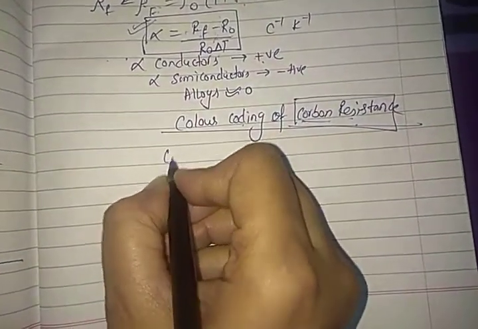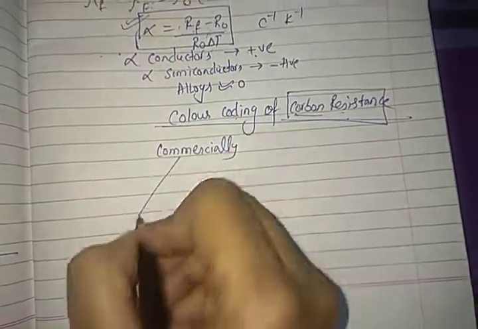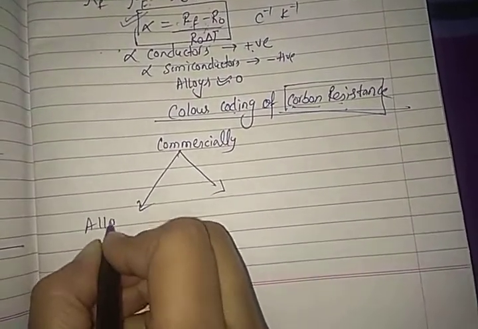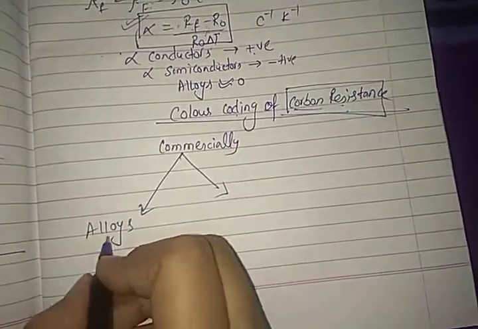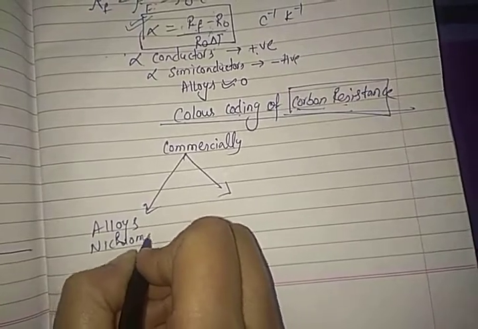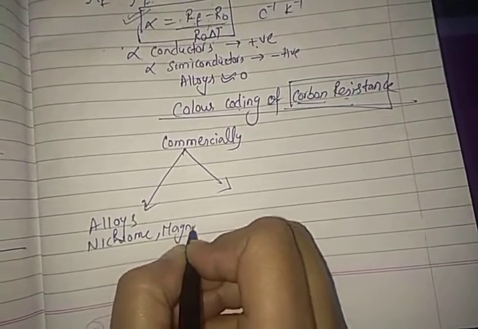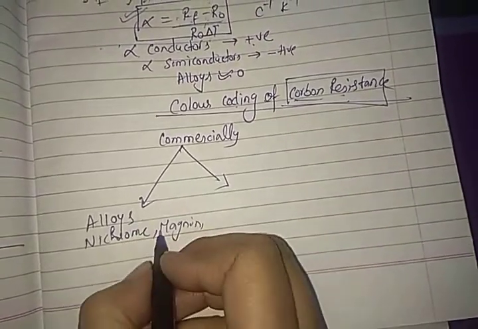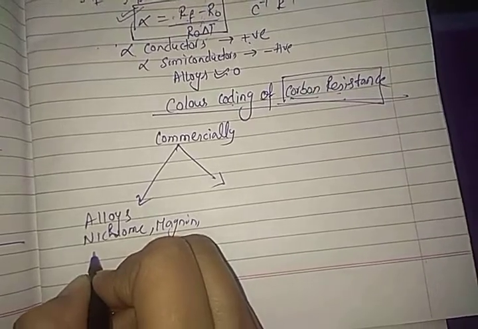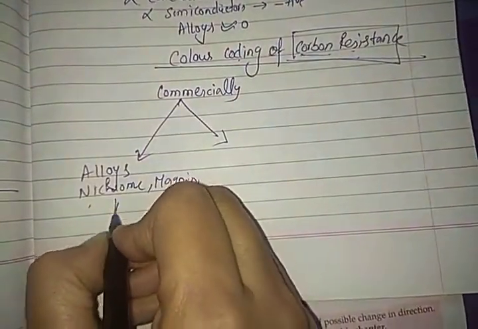Commercially, the resistance comes in two types. One type is the resistance made from alloys, which we are using in our lab. When we do the experiment, you can see, even we have seen the meter bridge wire. It is made from nichrome, manganin or constantan. So resistance can be of alloys, which can be nichrome, manganin and constantan.